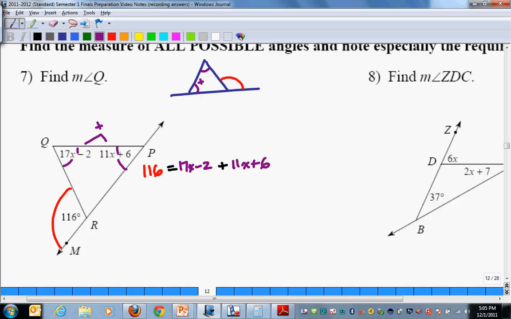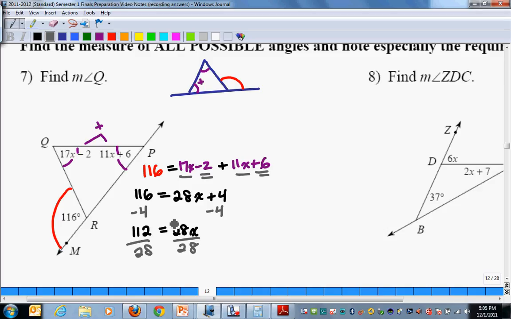We collect like terms. And we have 116 equals 28x plus 4. 112 equals 28x. We divide by 28. And we get x is 4.